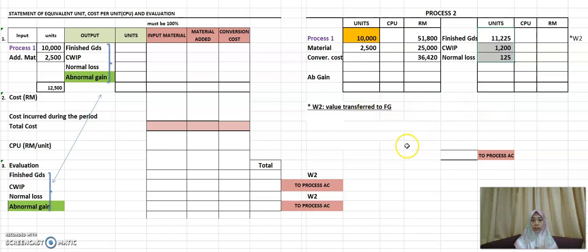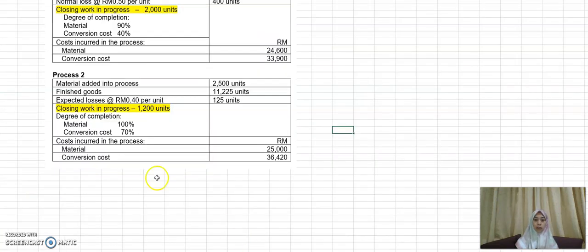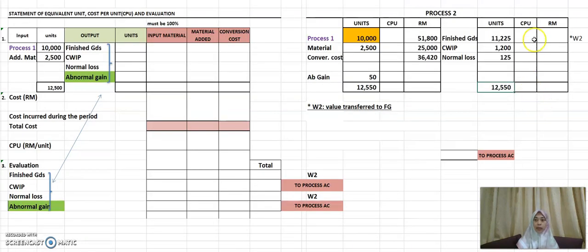You already determined that you have an abnormal gain in your step 1 earlier. The abnormal gain for process 2 is 50 units. Abnormal gain you put on the debit side of your account. Once you have determined the quantity, you proceed with the value. You know the normal loss from the question: the scrap value of your normal loss is 40 cents per unit. So you put there the value of your normal loss, that is 40 cents. You will get a total value for this normal loss of 50 ringgit.